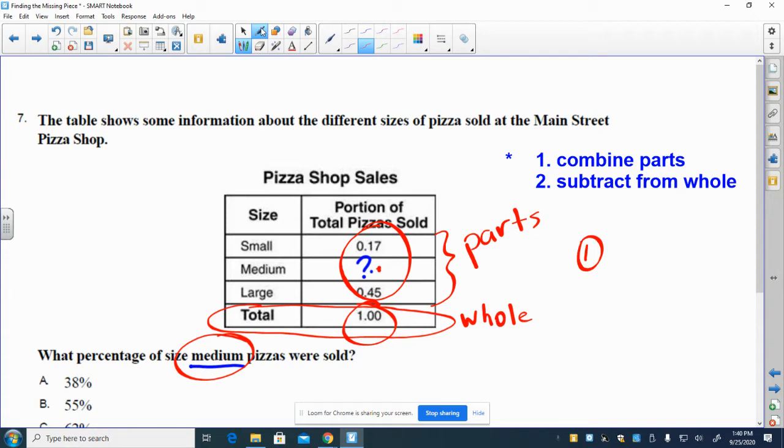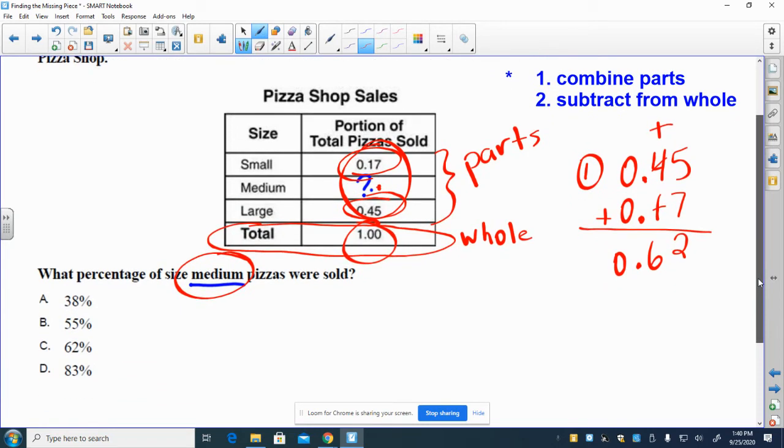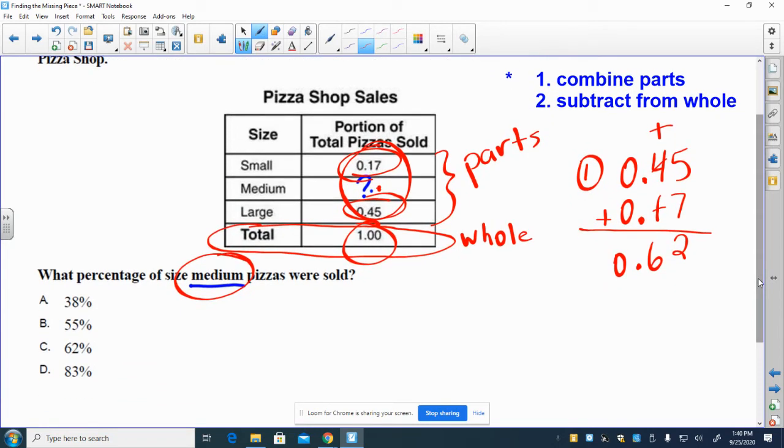So step 1, combine the parts. The parts that we know are 0.45 and 0.17. Line up the dot and give it all you've got. Okay, combine, 5 plus 7 is 12. Write the 2, carry the 1, 4, 5, 6. Bring your decimal down. Do not take off and pick this answer. It is a choice, but that is not going to be correct.